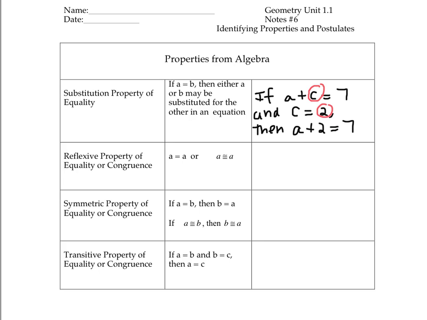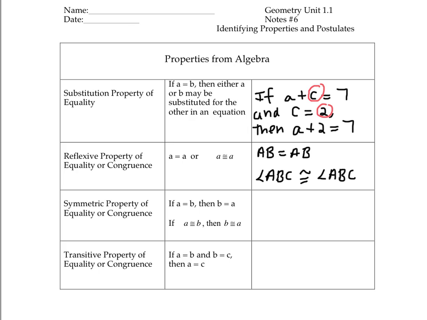Our second property is kind of an obvious one. It's called the reflexive property of equality, or the reflexive property of congruence. And it simply says A is equal to A, or A is congruent to itself. So in other words, the length of line segment AB is equal to the length of line segment AB. Or for instance, we can use it to say angle ABC is congruent to angle ABC.